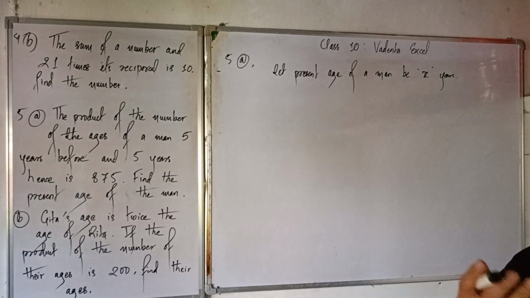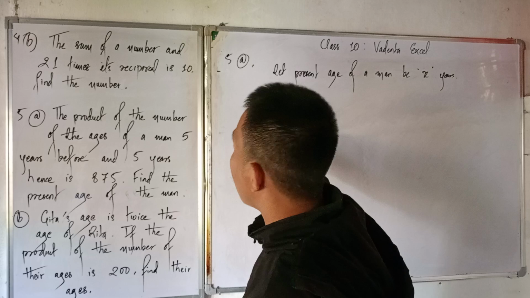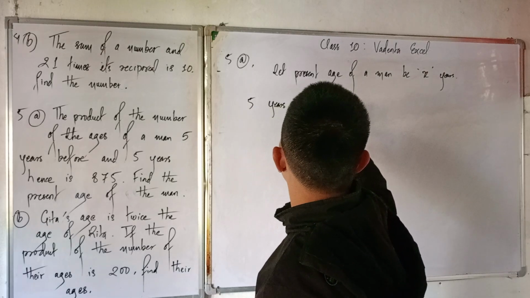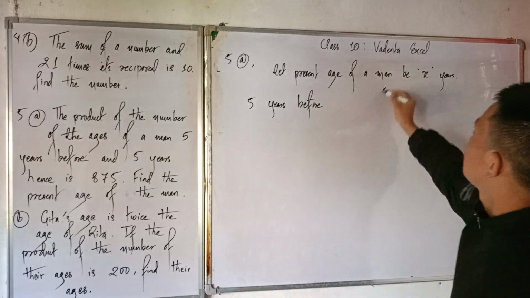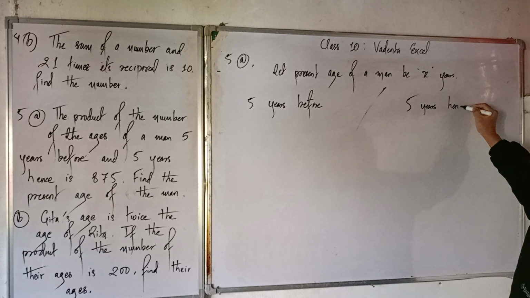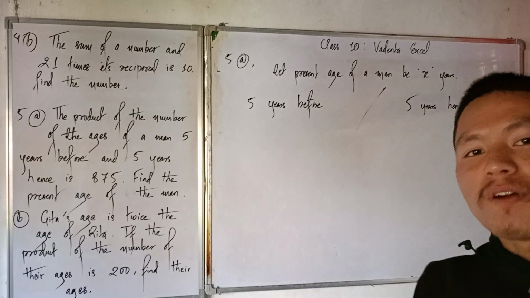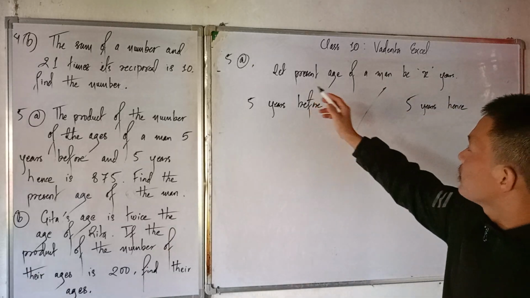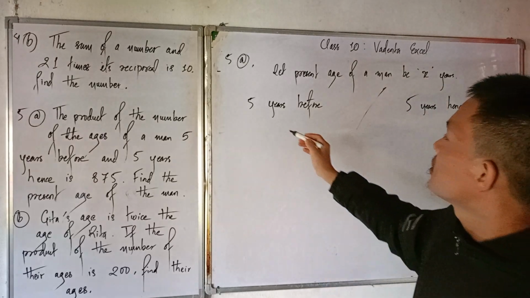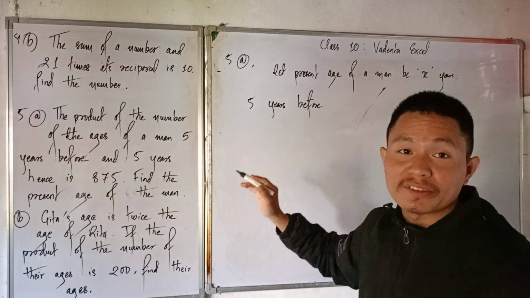So there are two conditions given: 5 years before, and another, 5 years hence. 5 years hence means his age after 5 years. We have considered the present age of the man as x years. So what happens to his age 5 years before?